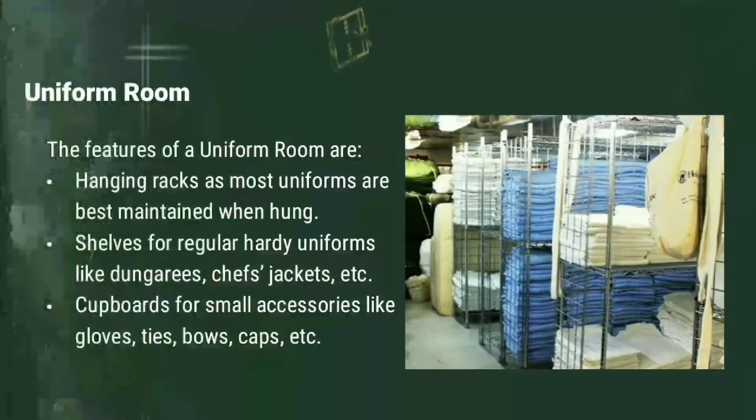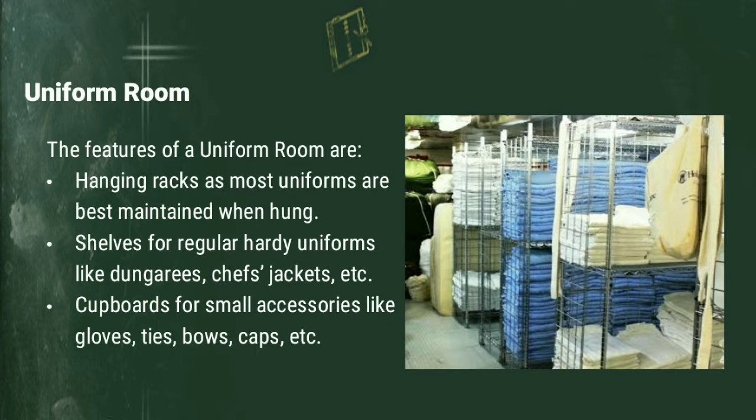Next is uniform room. The uniform room is a central depot for hotel staff uniform. This is the place where clean articles are distributed throughout the establishment. Bulk of clean uniforms is stored here. So, the features are hanging racks, as most uniforms are best maintained when hung.